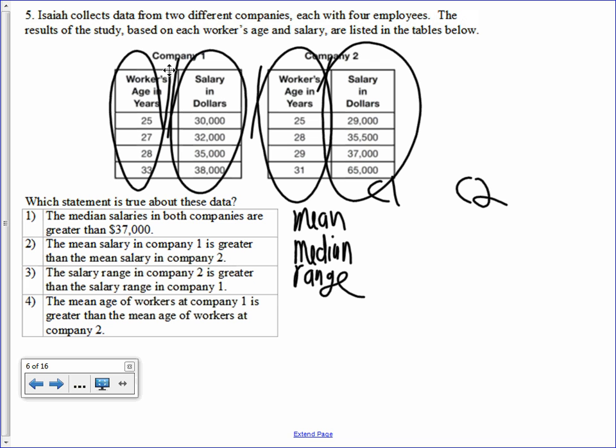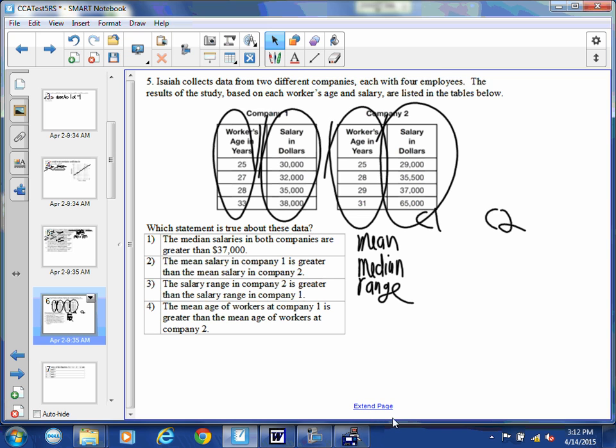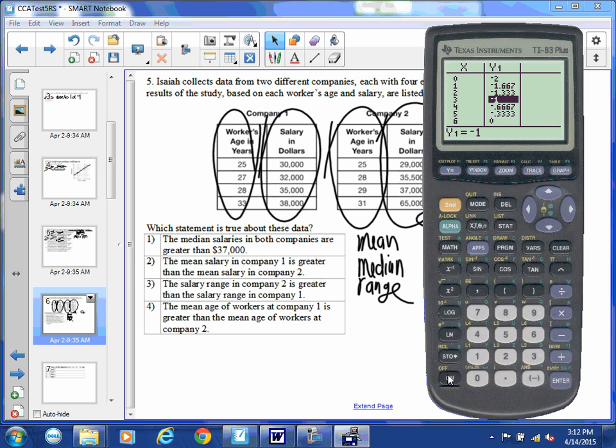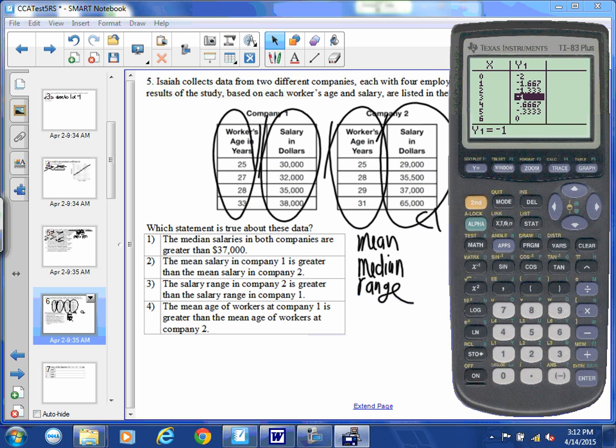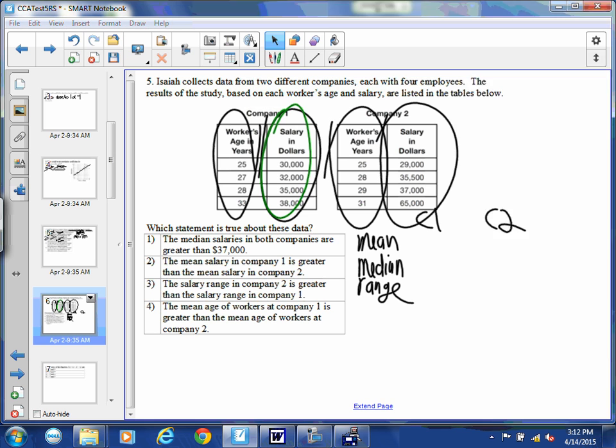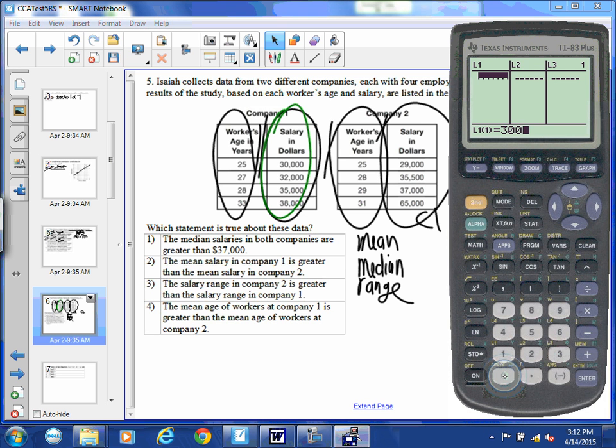Now, to do this, we use our calculator. I'm going to do one of them for you. I'm not going to do all of them. But in case you forgot what to do, you go stat, enter, clear out what's inside, up, clear, enter, up, clear, enter. So I'm going to do my company 1 salary in dollars. So I got 30,000. I've got 32,000. I got 35,000. I've got 38.